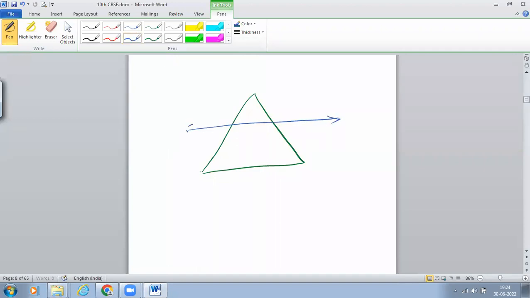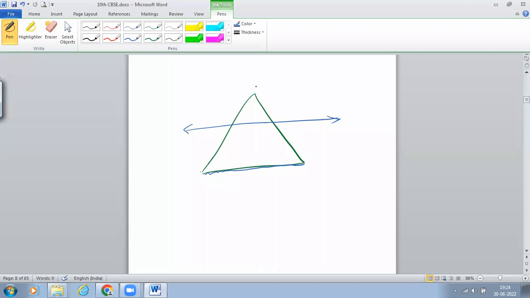I'm going to draw a line, and that line is parallel to one side. A side means any one of the sides. We are drawing a line parallel to one side of a triangle. A triangle has 3 sides. This is one side, second side, and this is the third side. Now I am drawing a line which is parallel to this one particular side. You know what is called a parallel line, right? Yes, sir. So this line is parallel to this side.